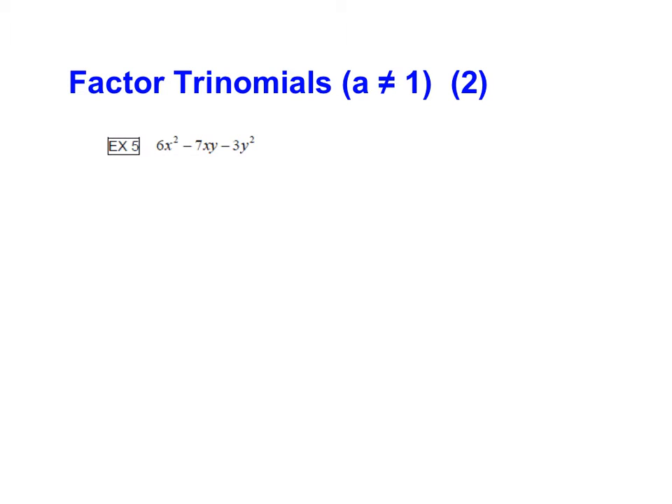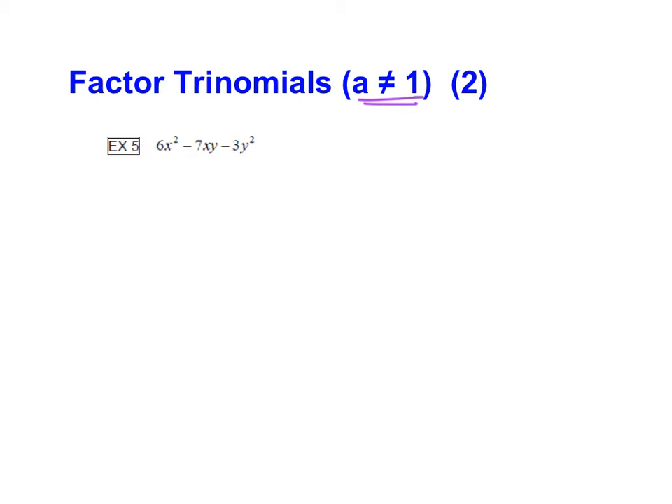Alright, here's our second video on factoring trinomials where a does not equal 1. Again, that's the number in front of the x squared is something other than 1. This is where we're going to guess and check on how we factor this. What looks a little bit different about this example is we have an x squared and the x that we're used to seeing, but we also have a y squared and a y.